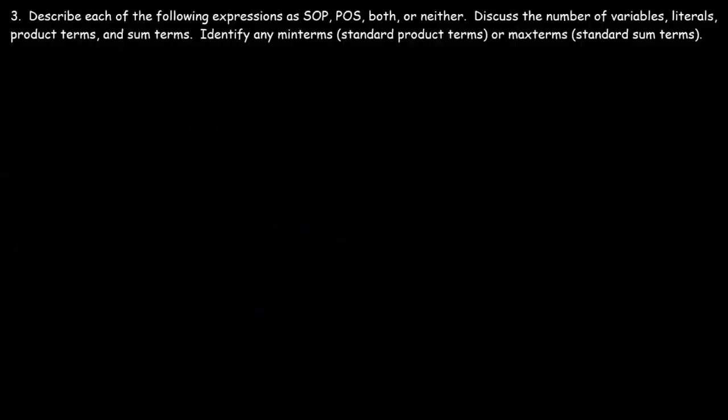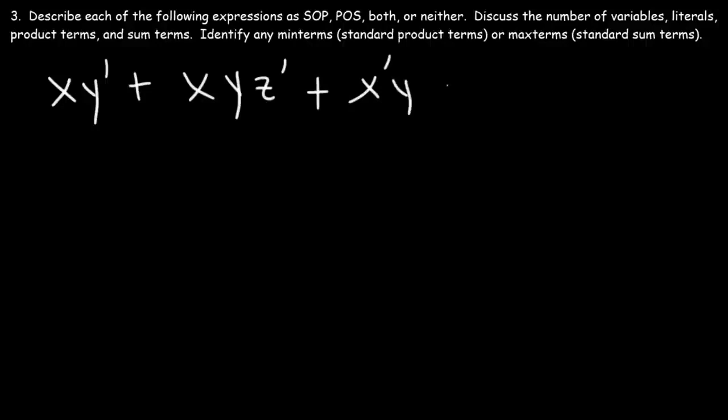Now let's work on number 3. Describe each of the following expressions as an SOP expression, sum of products, or POS expression, product of sums, both or neither. And at the same time, discuss the number of variables, literals, product terms, and sum terms, and identify any min or max terms. So let's start with this one. Let's say we have the expression xy prime plus xyz prime plus x prime yzw plus x y prime z prime.